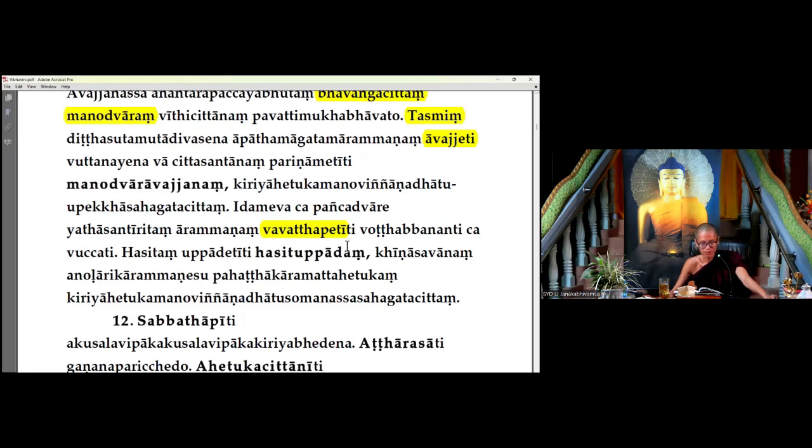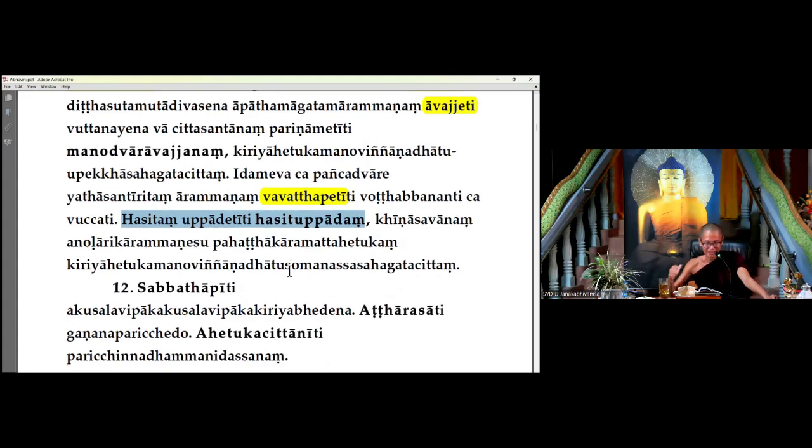Now we will move to Hasidobada. Hasitam Obadedi, Hasidobada. Hasitassa Obada, Hasidobada. It can be like that. So Obadedi is to give rise, cause to arise, make to arise, causative. Give rise to what? Hasitan, smiling, or smile.